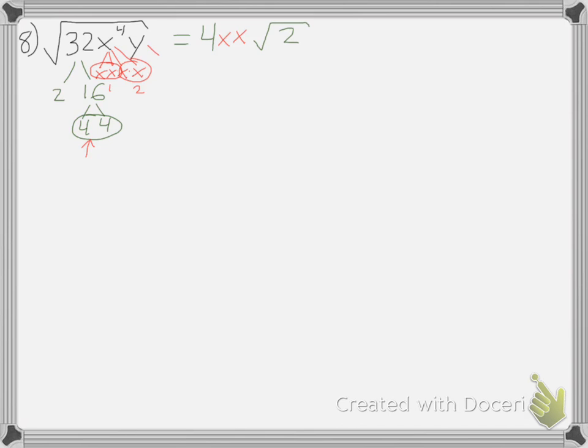And I have this y right here. It doesn't factor into anything besides just y. So it can't come out of the square root. It doesn't have any pairs that I can circle it with. So it stays inside the square root. So I'm going to rewrite this, because x times x is just x squared, so it's 4x squared, and the radical sign, 2y.